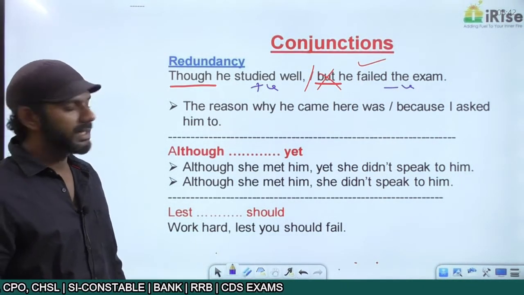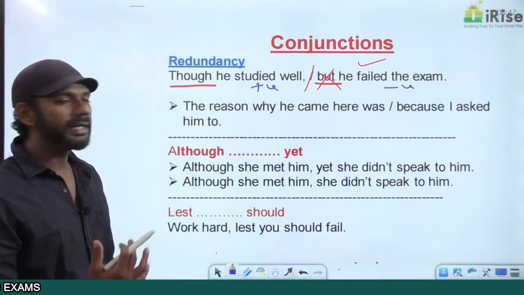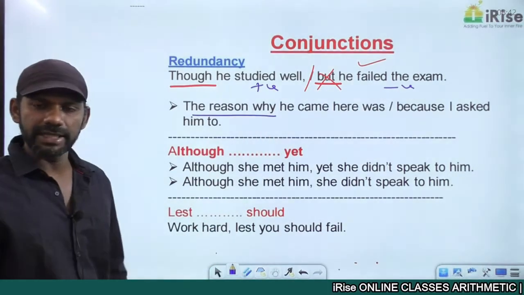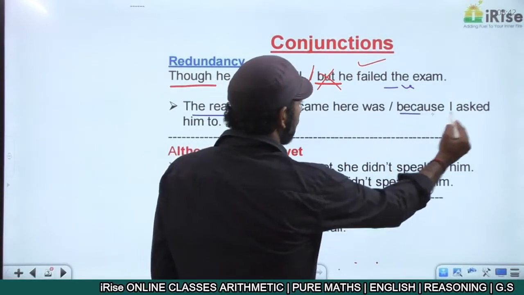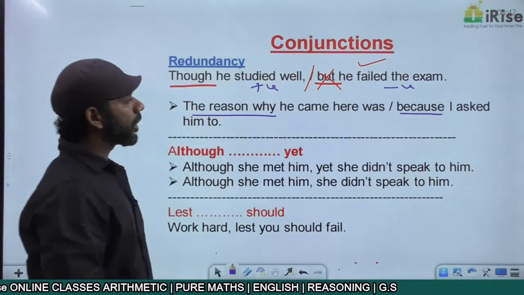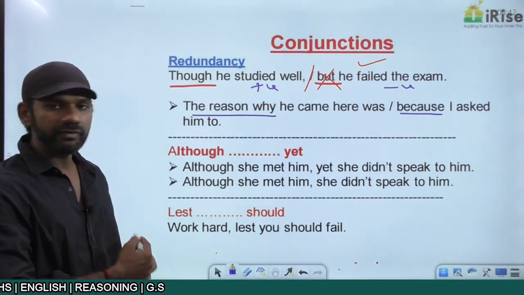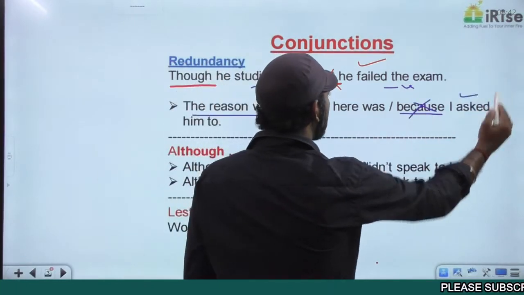Come to the next one. The reason why he came here was because I asked him to. The reason why is a cause and effect indicator. I gave you the list of cause and effect indicators. Because is also a cause and effect indicator. So we have two cause and effect indicators in this statement. Error is with redundancy. Going from the left to the right, because is not required. The error is in part 2.